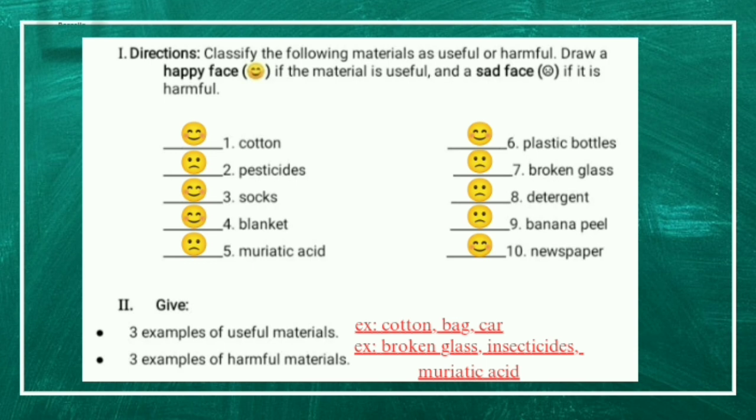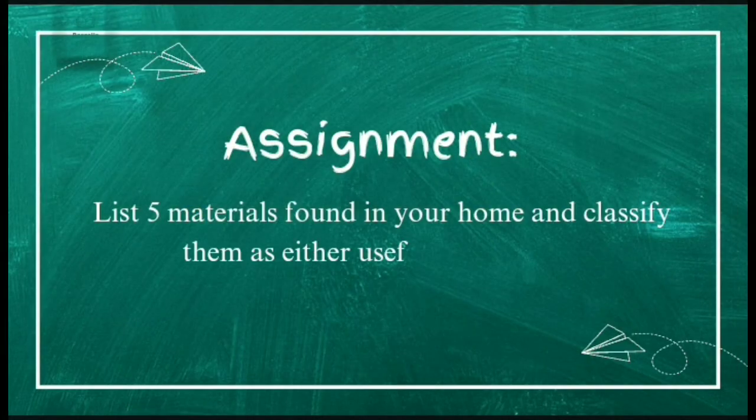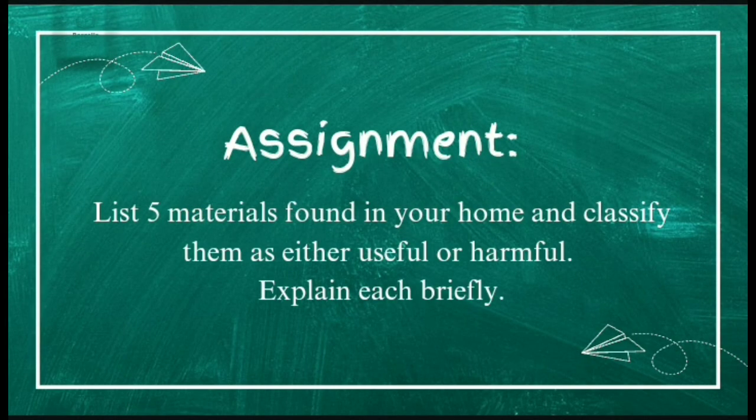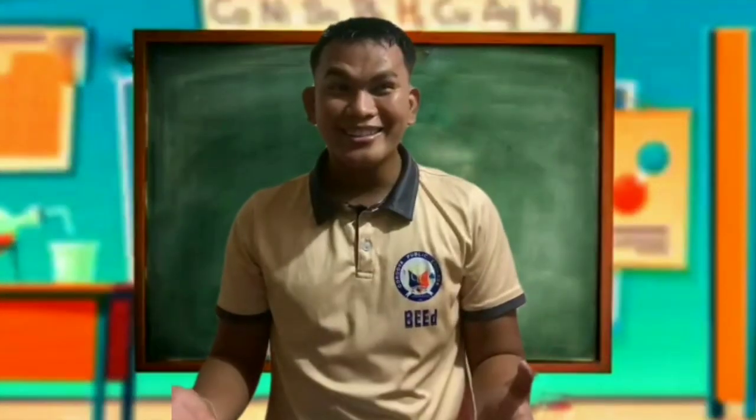Very good. For your assignment, I want you to list 5 materials found in your home and classify them as either useful or harmful. Then write a short explanation of why each material is useful or harmful. Submit it next meeting. Alright!